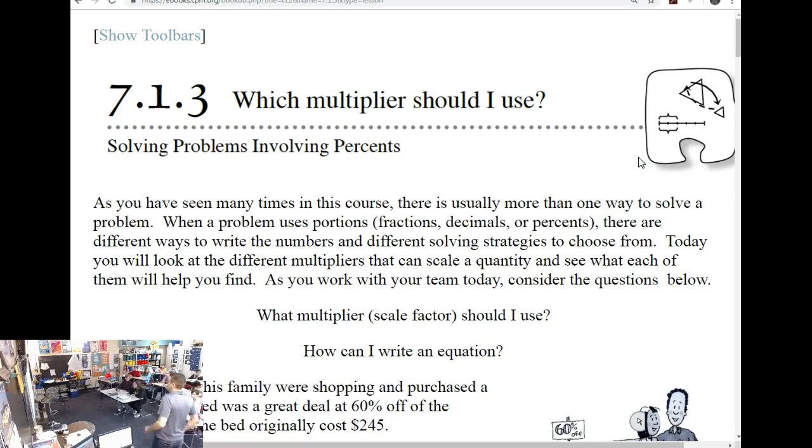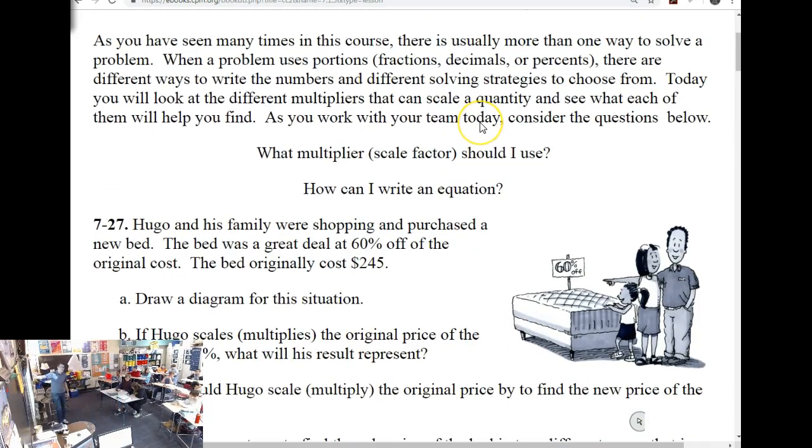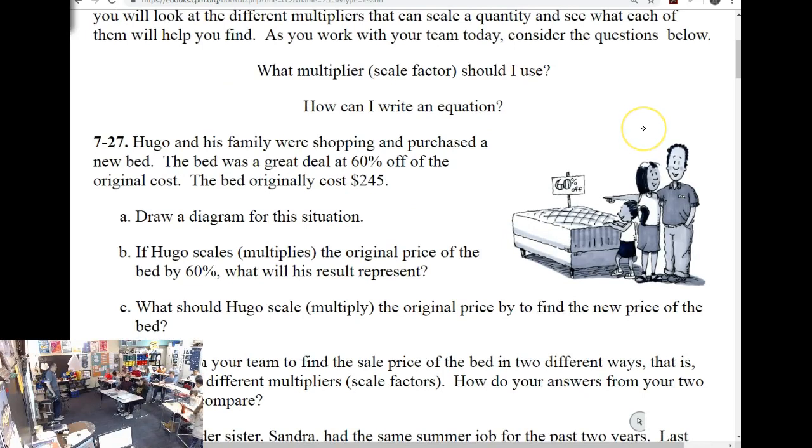But today, 713 is more application of the same sort of stuff we were doing yesterday. And then 714 takes it to a little bit of a further point than where we were yesterday. But 713 is pretty much all the same stuff. So the first problem we're going to talk about is 27. But before we get there, we want to talk about scale factors really quick.